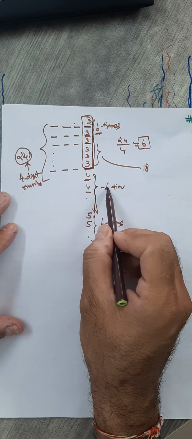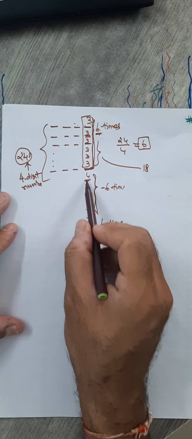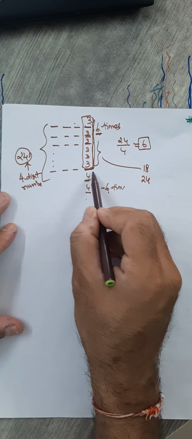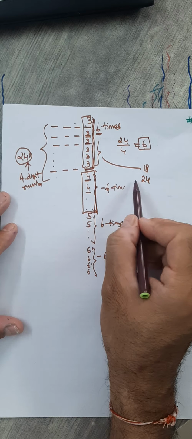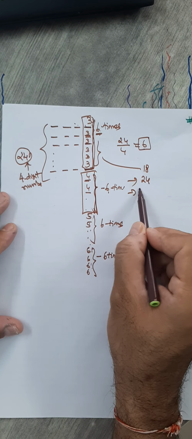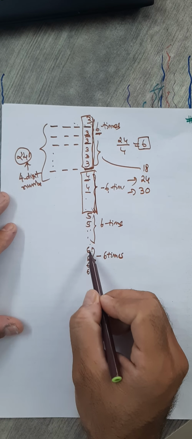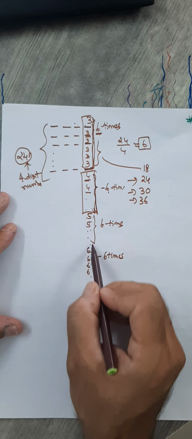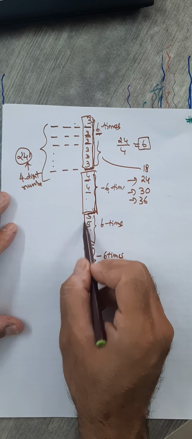Here, sum of the digits 6, 6, 6, how many? 4, 4, 4, how many times? 6 times. So 24. Sum of the digits at the unit place is 24. Here 5, 5, 5, how many times? 6 times. 30. 6, 6, 6, how many times? 6 times, so 36. Third unit place, you have added all of these.